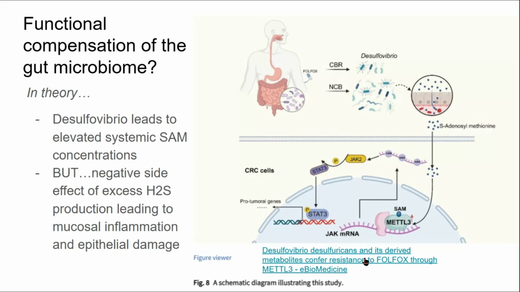And this study was actually done on cancer cells because they were trying to figure out why people were being resistant to chemotherapy. And it was the presence of this Desulfovibrio bacteria in their gut made them have more acetylmethionine. And that kept the chemo from working because it contributed to the total methylation that they were trying to prevent. Pretty interesting.